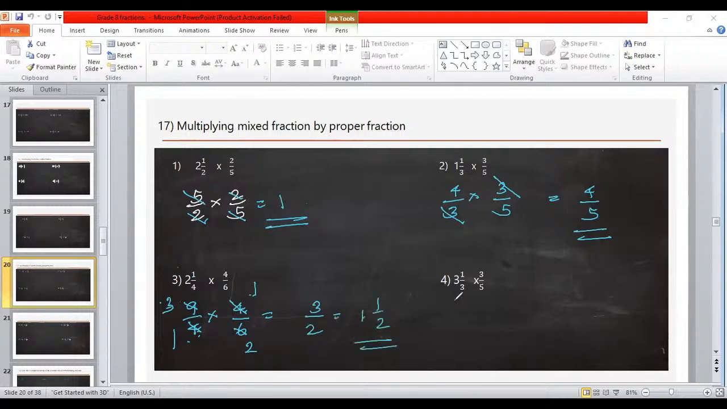Now look at 3 times 3, 9, 9 and 1, 10 over 3 into 3 over 5. Cancel out. Then 10 divided by 5. How many 5's here? 1. How many 5's here? 2. Answer is 2.